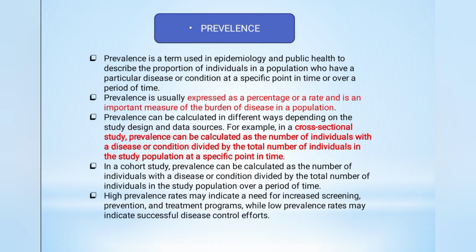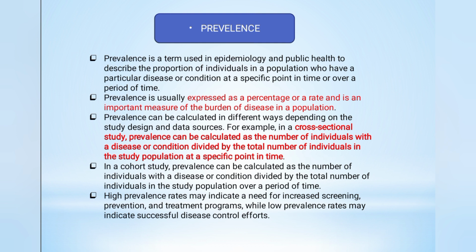Prevalence is a term used in epidemiology and public health to describe the proportion of individuals in a population who have a particular disease or condition at a specific point in time or over a period of time. Prevalence is usually expressed as a percentage or a rate and is an important measure of the burden of disease in a population. Prevalence can be calculated in different ways depending on the study design and data sources.